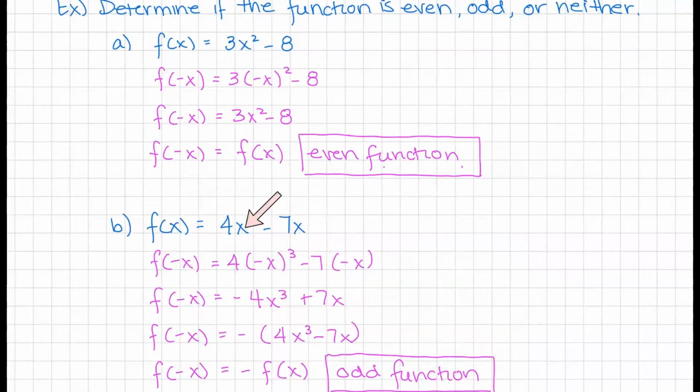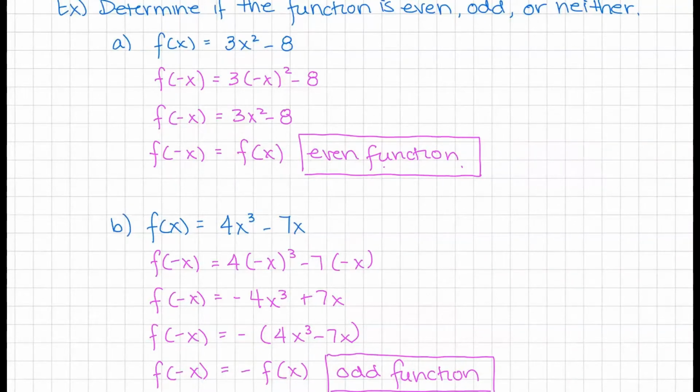This does not look like the original function. But if I factor out a negative, look at what I'm left with. The original function. So I have the opposite of the original function, which makes it an odd function. So that's the idea. To find out if something is even or odd, you work with f of negative x first and see what happens. Can you simplify what you got to the original function? It's even. Can you simplify what you got to the opposite of the original function? Then it's odd.